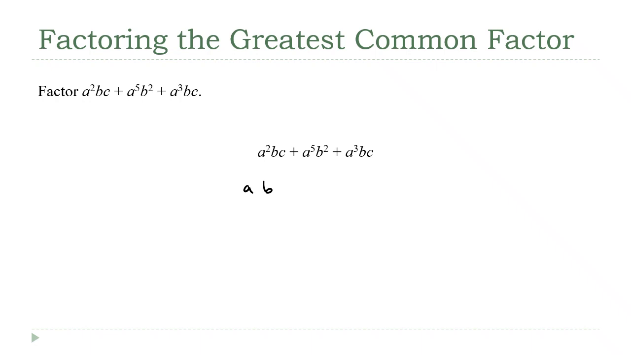So now I'm going to look at the exponents and I want to pick up the smallest one. I've got a 2 on the A, a 5 on the A, and a 3 on the A. The smallest exponent is a 2, so we'll put a 2 out here. Then I'm going to do the same thing with the B's. I've got a 1 here, a 2 here, and a 1 here. So I'm going to leave the B the way it is. All right, now I've got to figure out what goes inside this thing.